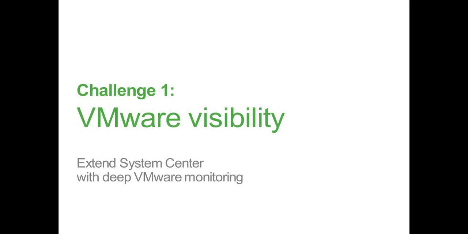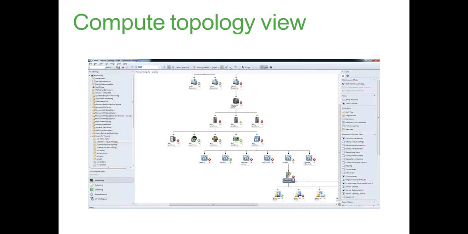Okay, let's take a look at challenge number one. Let's see VMware visibility, which extends System Center with deep monitoring of the VMware view. So many customers say that it's extremely difficult to get visibility of the entire infrastructure, and in many cases, the toolset that they have does not allow the operations team and other teams who need it to get access to the systems where they should not have access.